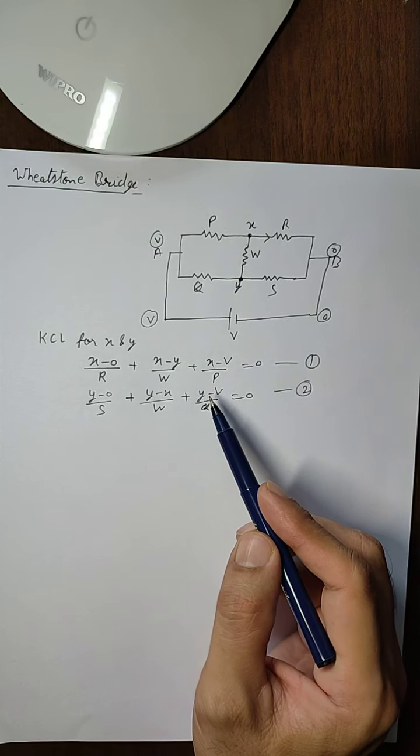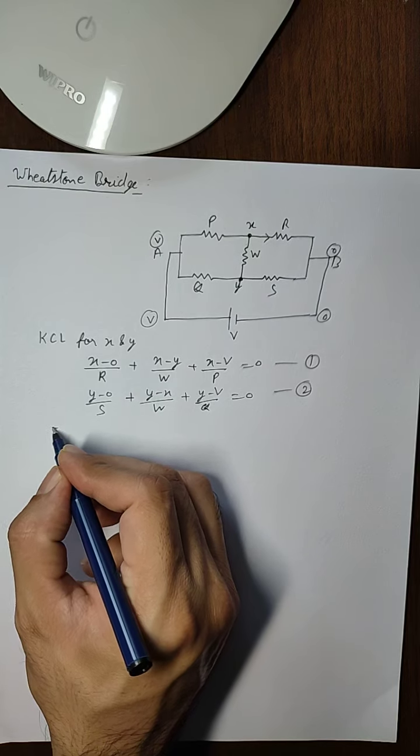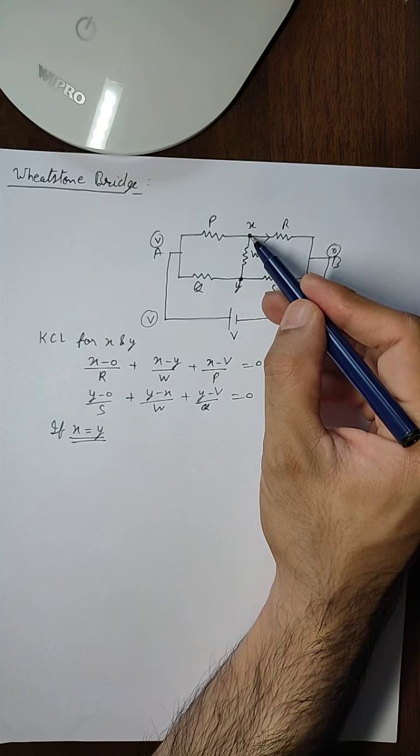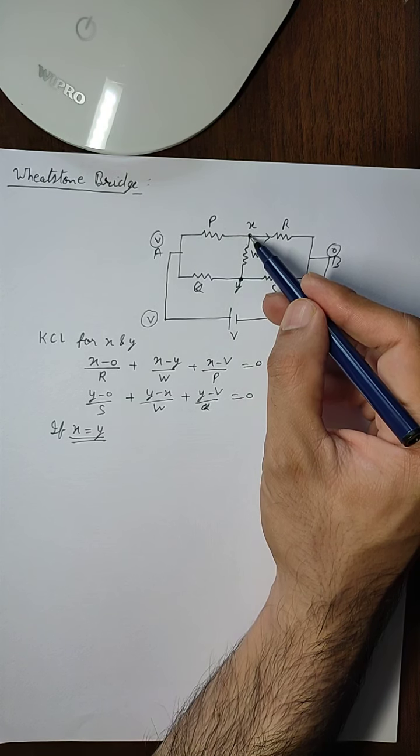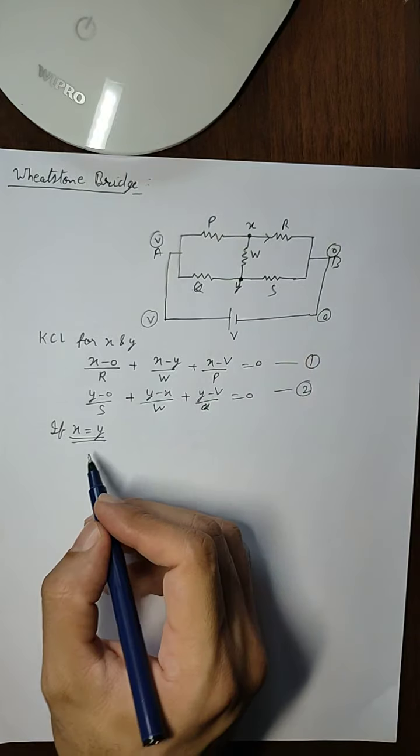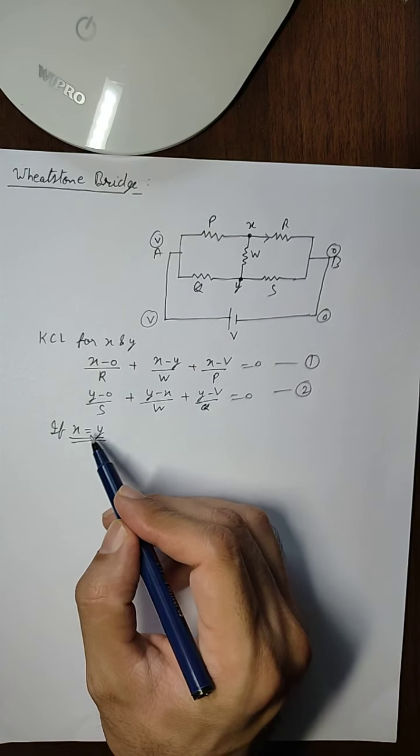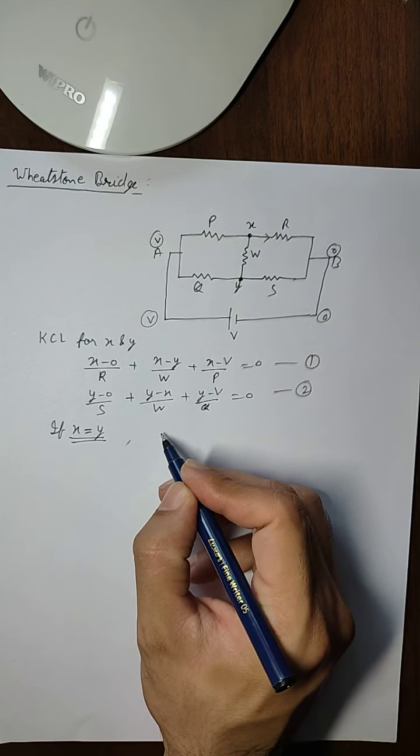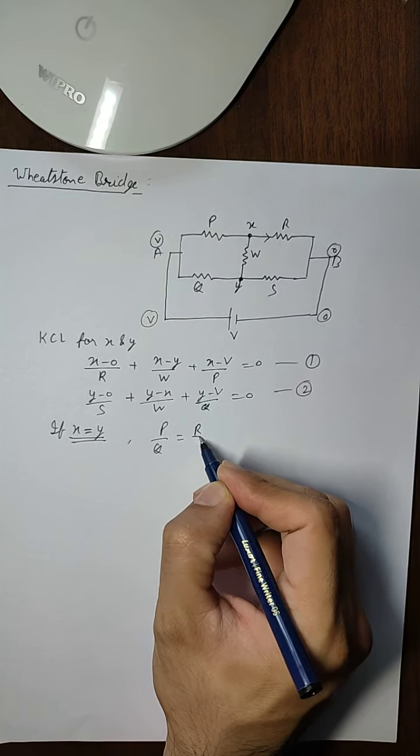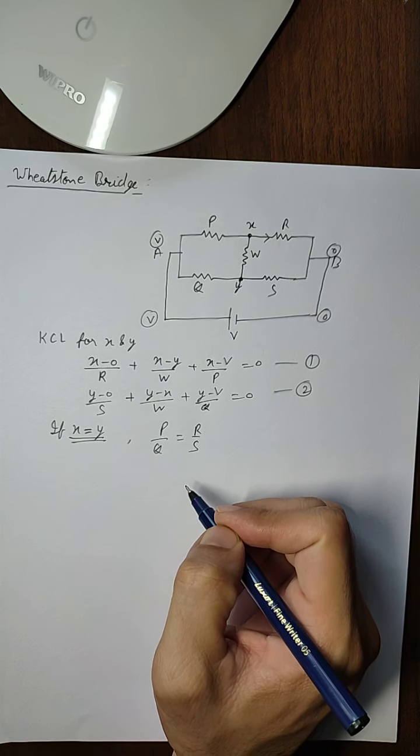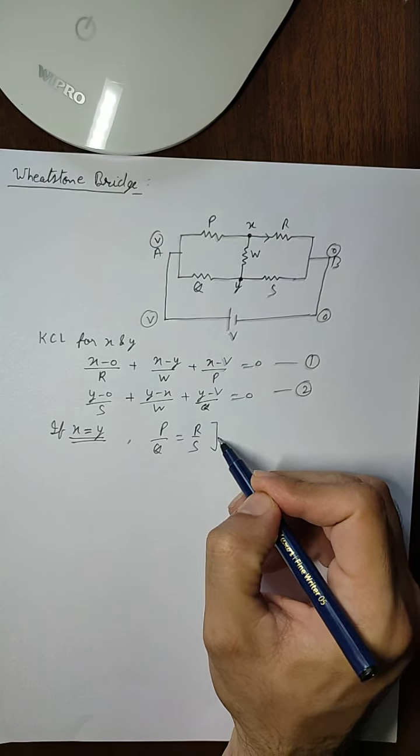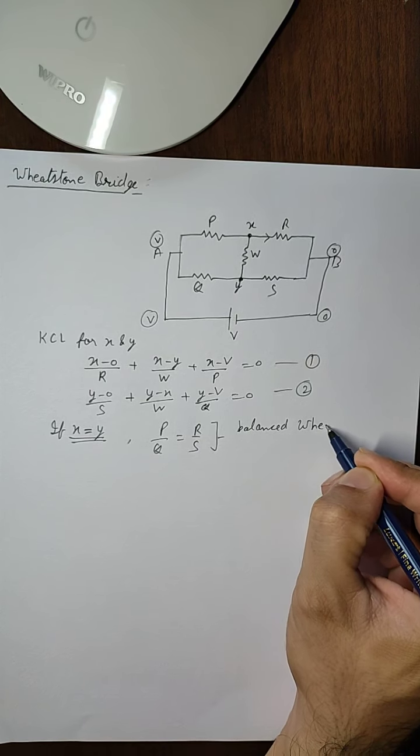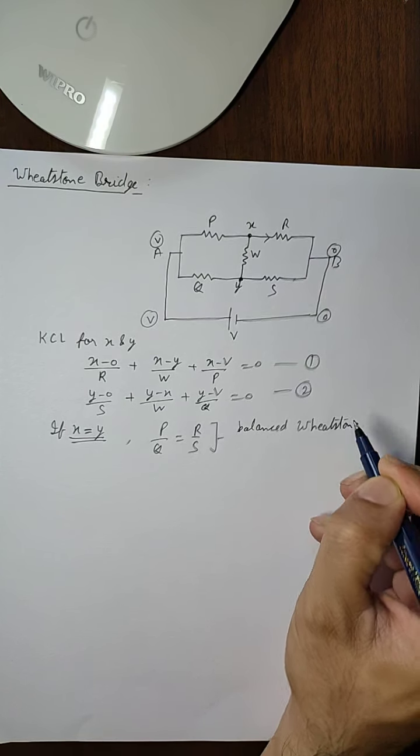Now these two equations are linear equations, and if we take the condition that X equals Y, that is the potential difference across this branch is 0 because X equals Y, then in this special condition, if we substitute X equal to Y in the two equations and solve them, we will find that P by Q equals R by S. So this condition is called balanced Wheatstone bridge.